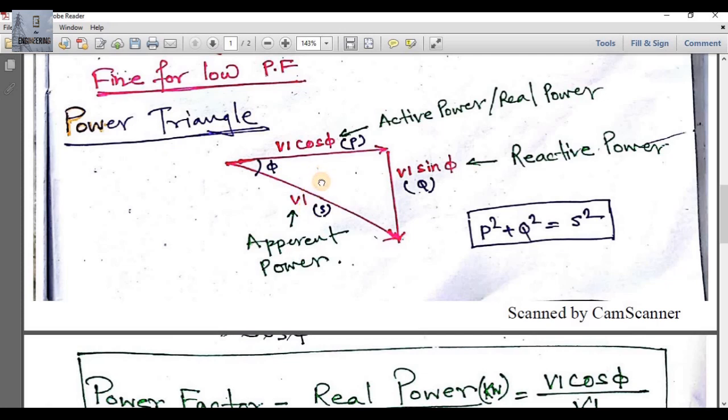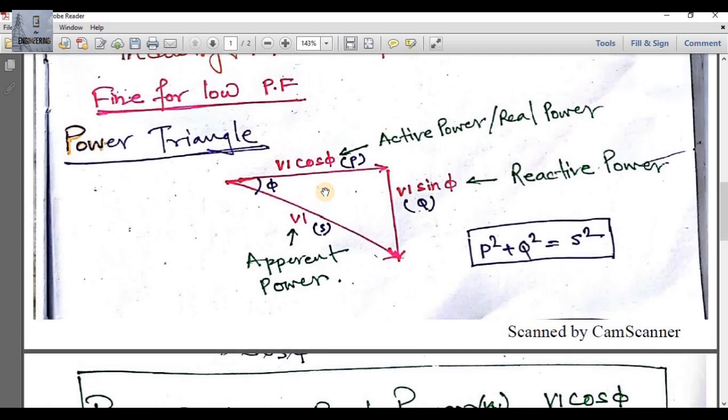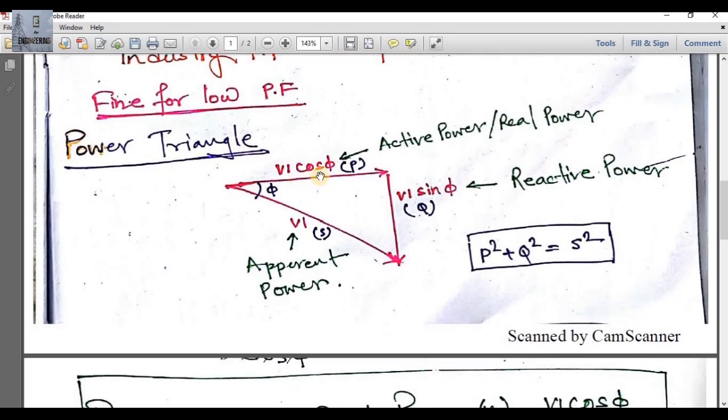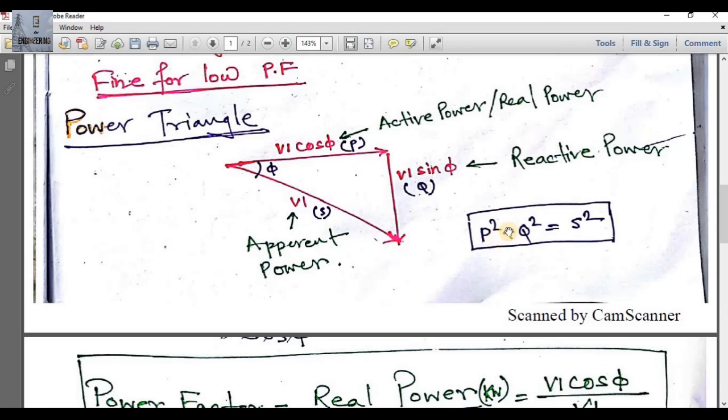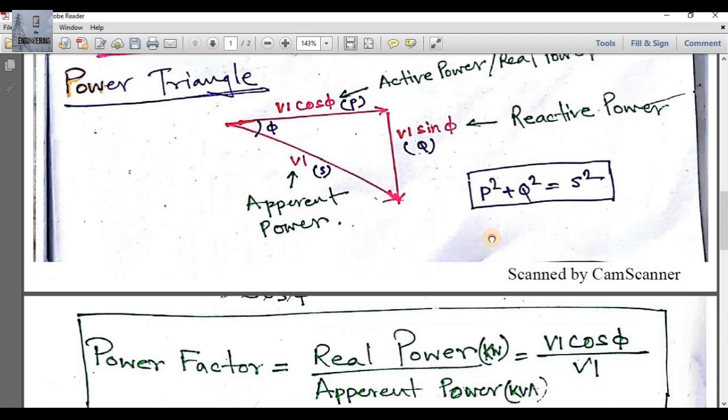I tell you that the cos phi component is always the active component. So here in the power triangle, you can see that this component is the active power, this is the reactive power, and this is the apparent power. It is the relation between the powers of the power triangle. This is very important for math purposes. Okay, please remember it.